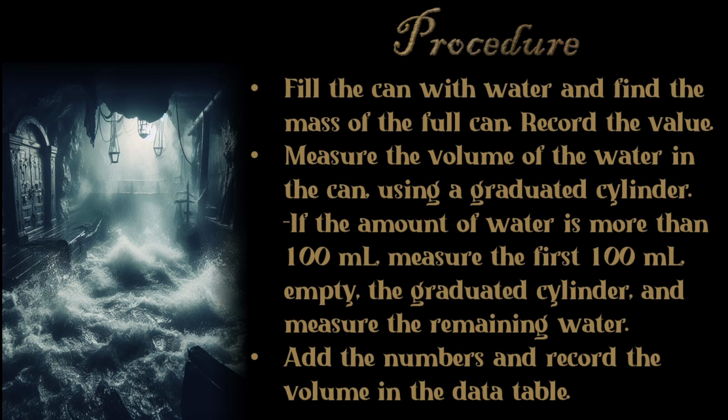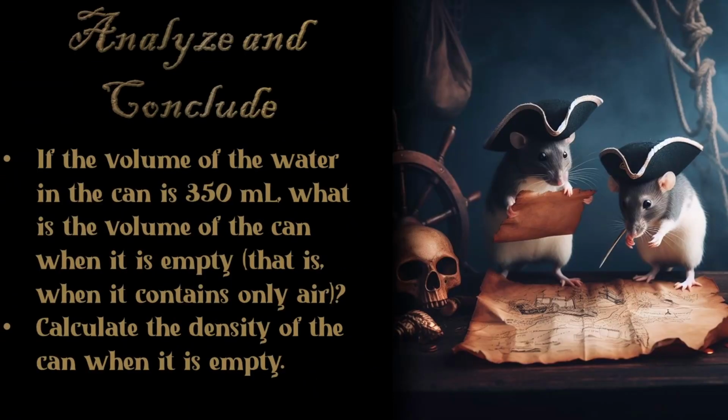Next, you'll measure the volume of the water in the can using the graduated cylinder. If the amount of water is more than 100 milliliters, measure the first 100 milliliters, empty the graduated cylinder, and measure the remaining water. Add the numbers and record the volume in the data table. If the volume of water in the can is, say, 350 milliliters, what is the volume of the can when it is empty? That is, when it contains only air.